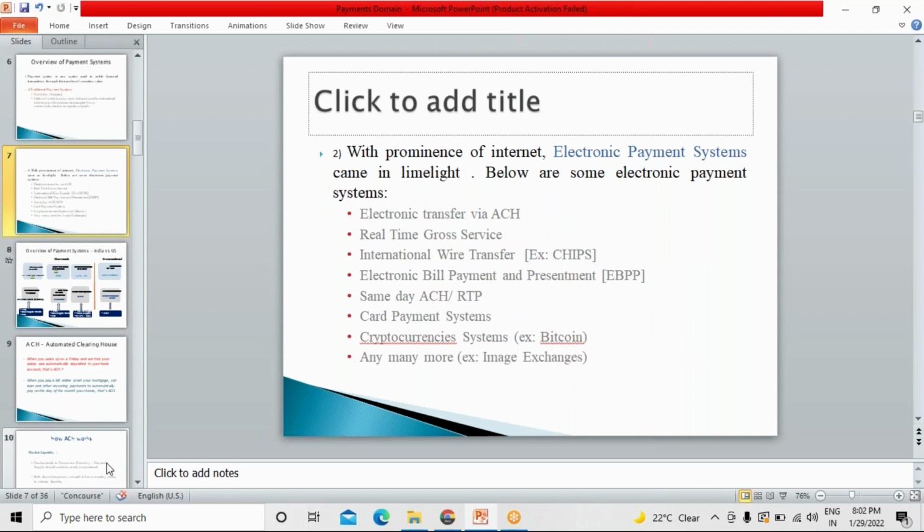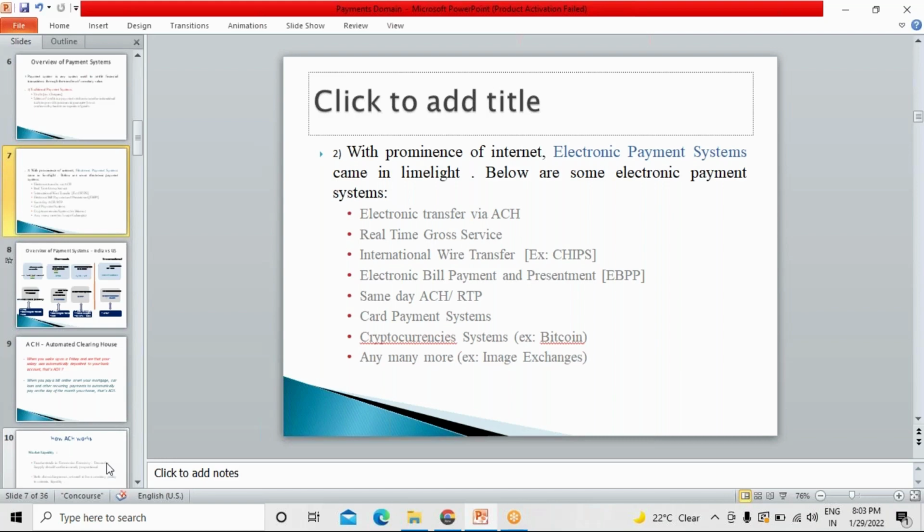But the second way of payment systems we call electronic payment systems. In electronic payment systems, there will be an electronic transfer, which we call ACH, or clearing houses. Through some clearing house, these electronic transfers happen. Especially this ACH, automated clearing houses, comes into play when we are doing global transactions. Whenever we are doing international transfers, these transfers happen through this ACH.